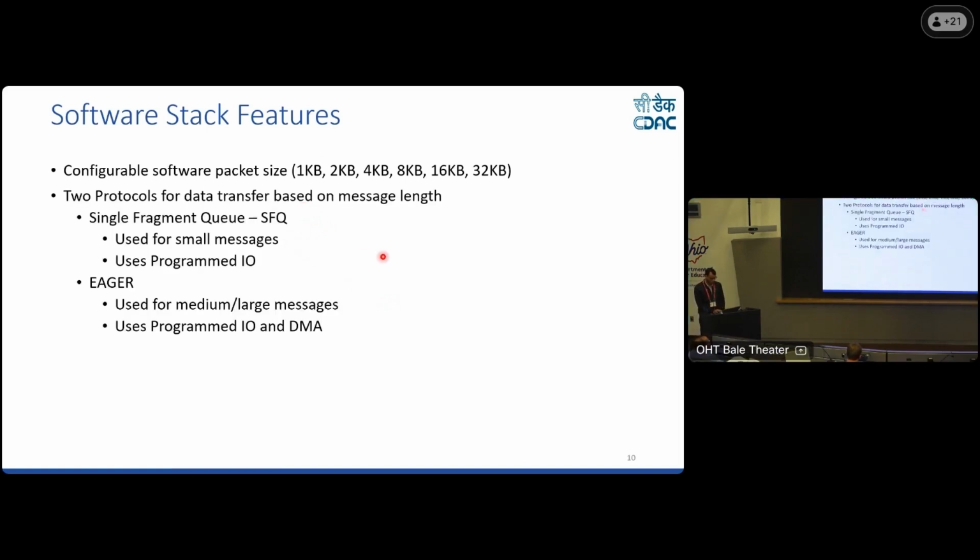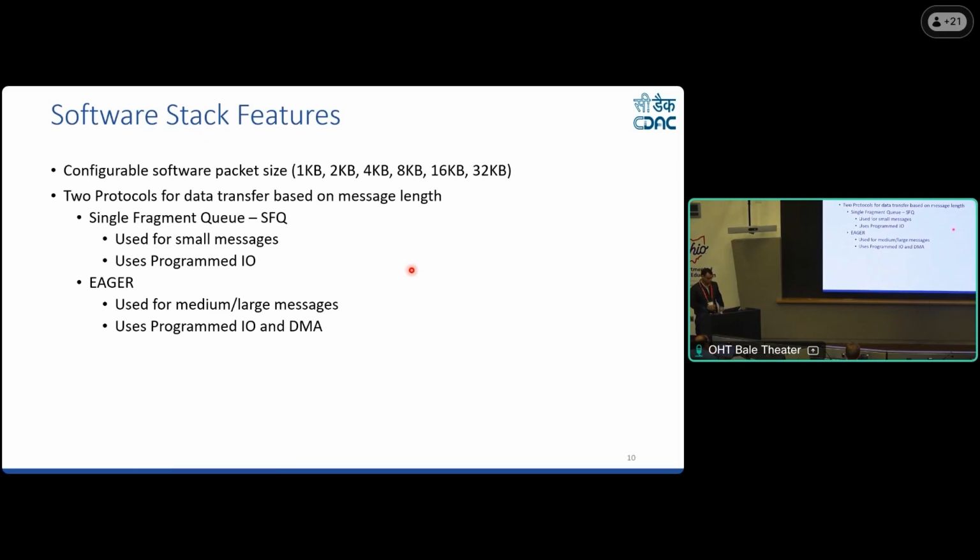There are two basic protocols which we have developed to transfer data. One is single fragment queue, which is SFQ, and mainly it is for small length messages. In this protocol, we deliver data on the send side through the PIO mechanism. The second protocol is the eager protocol, which is mainly for the transfer of medium and large length messages.